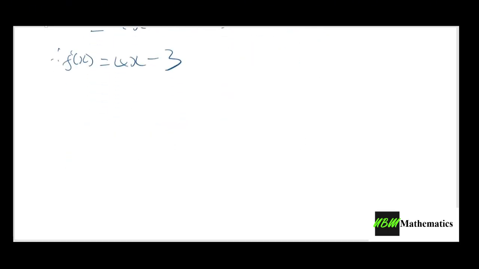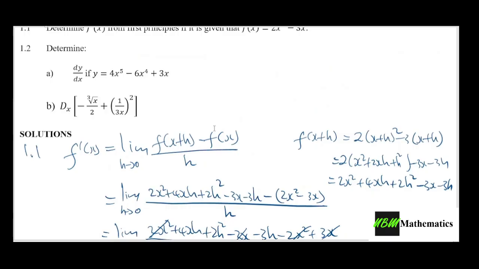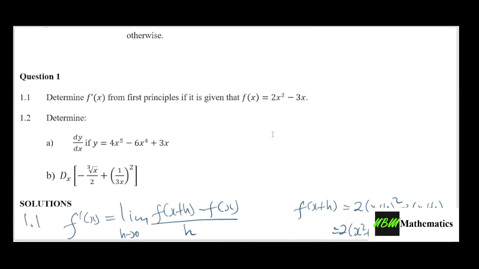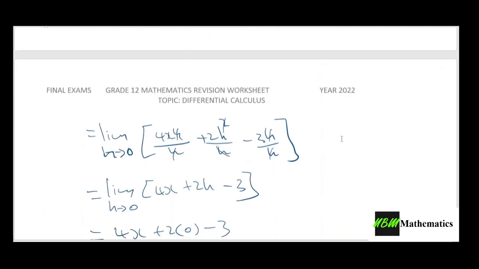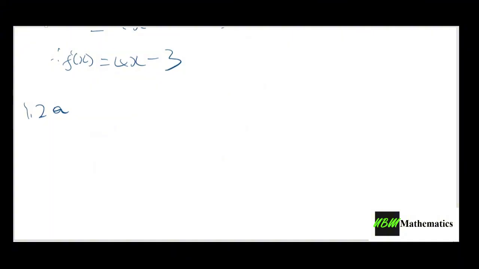Right, and question 1.2a, we need to determine what? dy dx, if y is equal to 4x to power 5 minus 6x to power 4 plus 3x. So A, we need to determine dy dx, the derivative of y with respect to x.